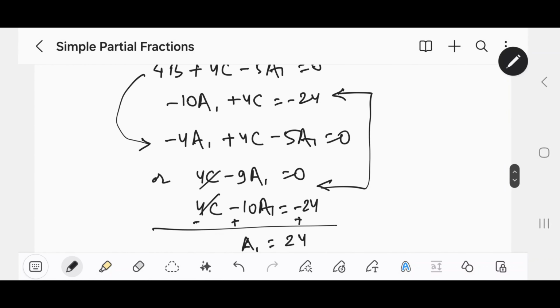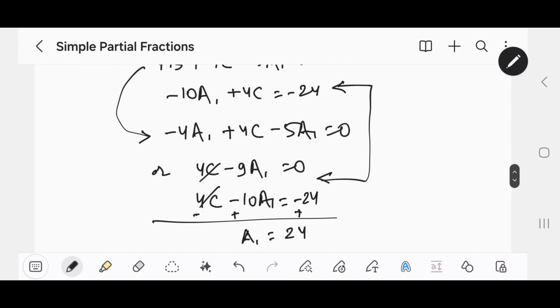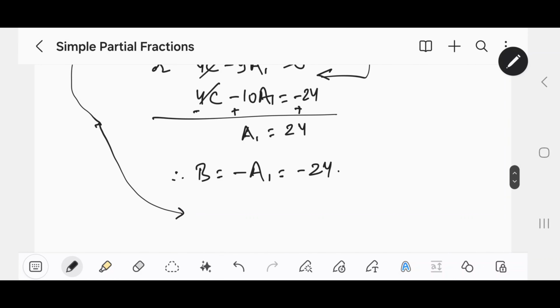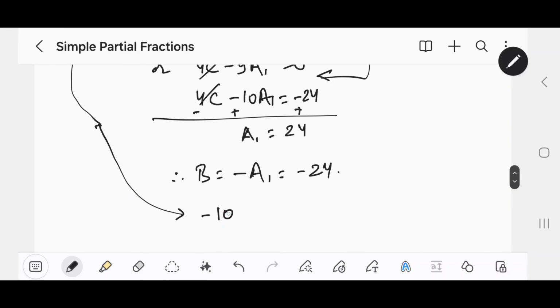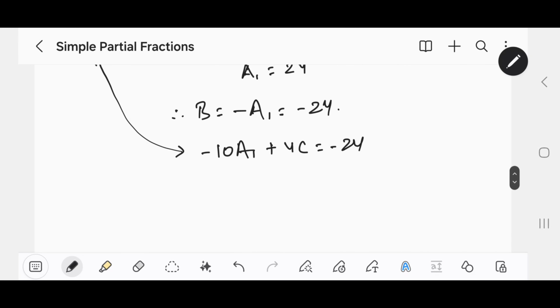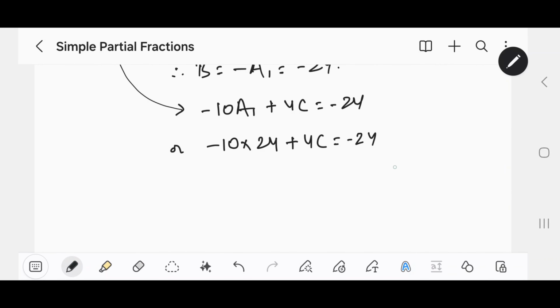Further, if you use another simpler equation, let's see, this one. We have minus 10a1 plus 4c equals to minus 24, or a1 is 24 plus 4c equals to minus 24. If we take 4 common, then we'll have 4 times 6 is 24. So here minus 60 plus c equals to minus 6, or c equals to minus 6 plus 60 is 54.